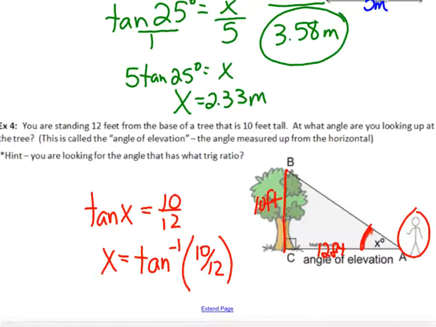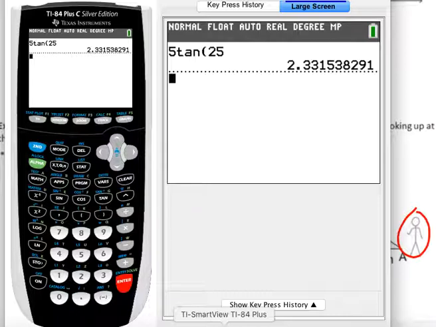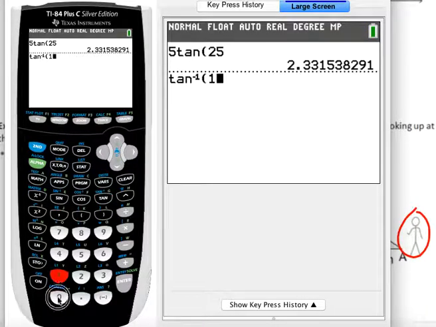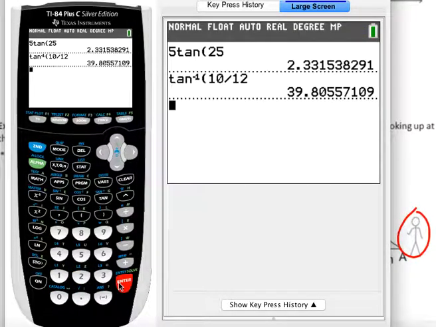So I'm going to go back to my calculator. So my two options, I could do a second tan. Oftentimes, oops, that didn't give the second tan. Oftentimes your inverse functions on your calculator are going to be the second function. So it's 10 over 12. And this is an angle in degrees, so 39.8 degrees.